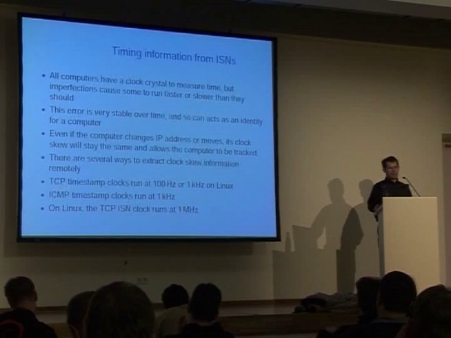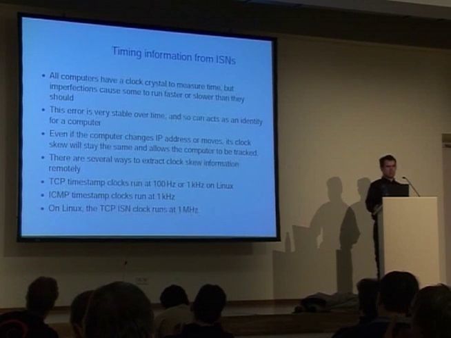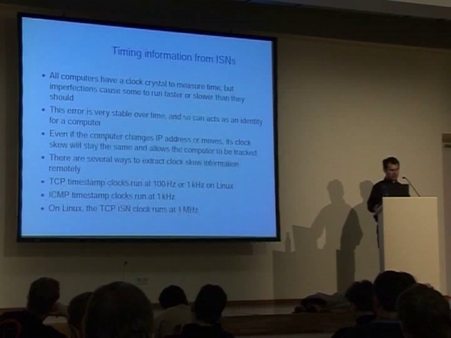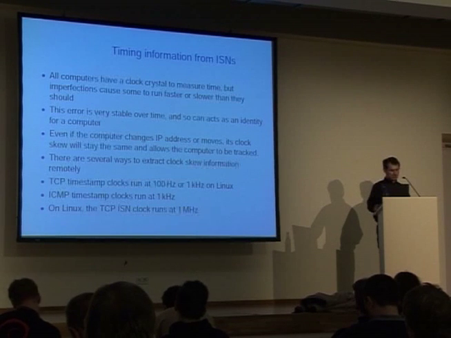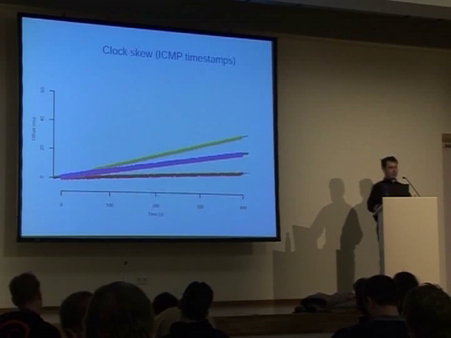I mentioned that when Linux generates initial sequence numbers, it adds on the time in microseconds. So that's a 1 megahertz clock, 1,000 times faster than the TCP timestamp. Another option is the ICMP timestamp. This is where you send a packet to a machine, and then you'll get a reply, which is the time in 1 kilohertz.